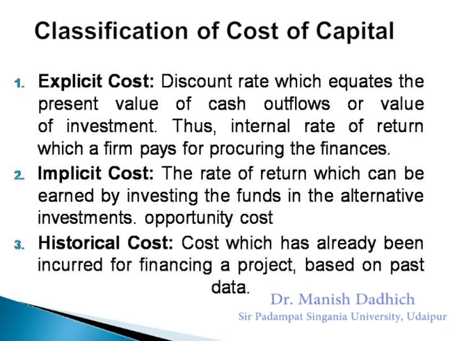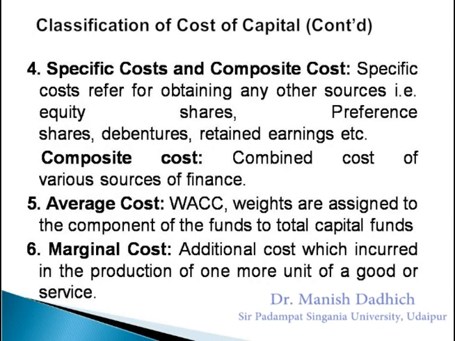Cost which has already been incurred for financing a project by a company, which is based on the past data, is historical cost. The next cost is the specific cost and composite cost. When the cost is for obtaining any specific financial instrument like equity, preference, debentures, bonds, or for retained earning, that would be specific. And if we consider all these costs together, it would be composite cost.